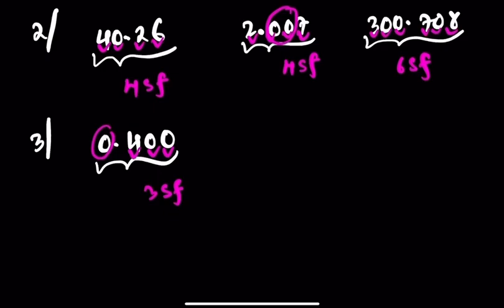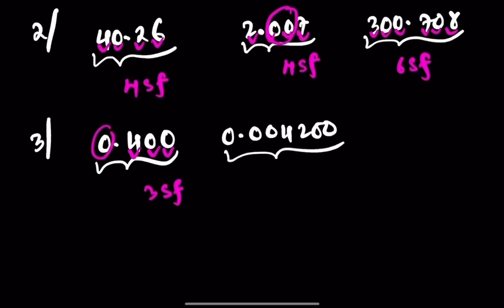Let's see another example. 0.004200. This has 1, 2, 3, 4. This has four significant figures. Now in this case, we will not count these three zeros which are before the non-zero digit, but we will count these two zeros which are after the non-zero digit. So that is why it has four significant figures.